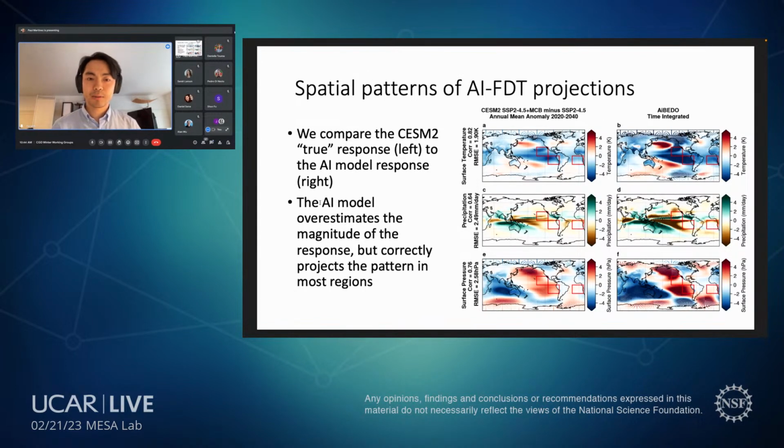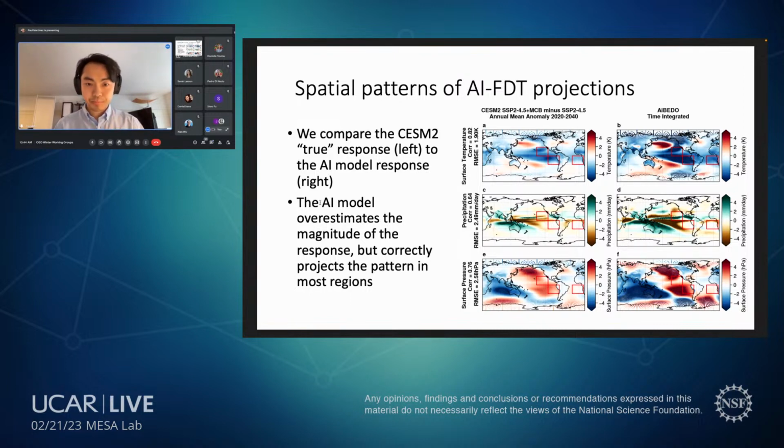Okay, so here I'm showing some results. On the left, I'm showing the true response from CESM2 coupled simulations, the response of the coupled model to the MCB perturbations. And then on the right, I'm showing the projected anomalies that we get out of the AI model, integrated over the different time lags.